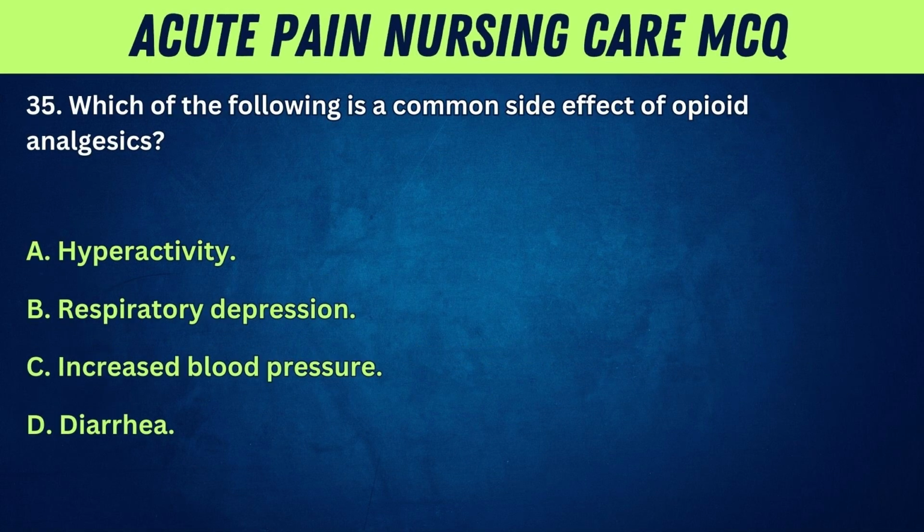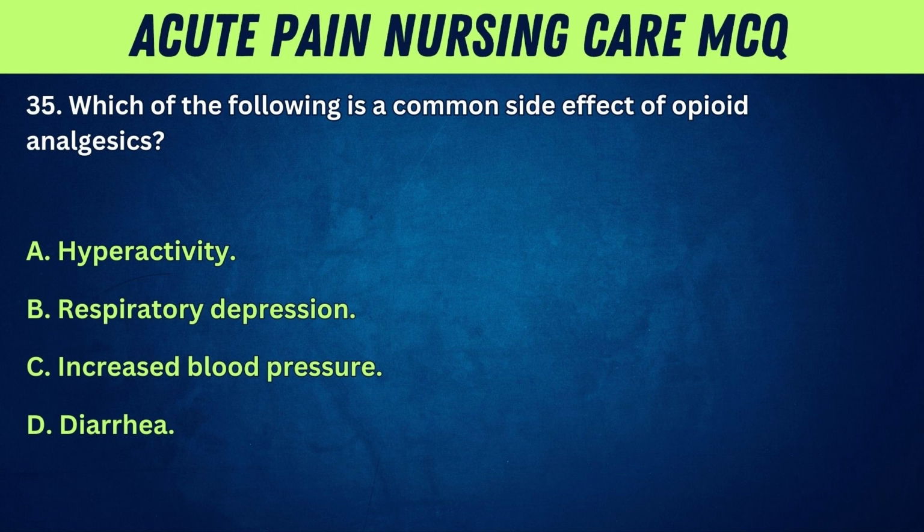35. Which of the following is a common side effect of opioid analgesics? A. Hyperactivity. B. Respiratory depression. C. Increased blood pressure. D. Diarrhea. Answer. B. Respiratory depression.